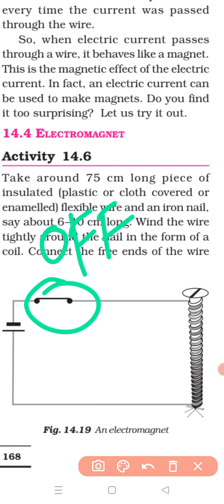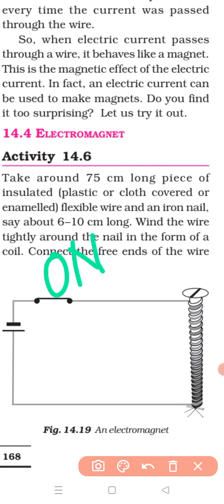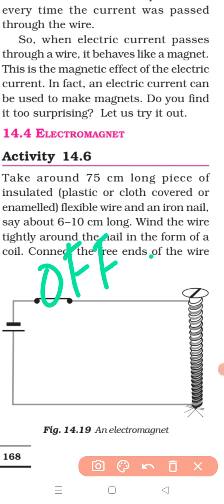It will behave like a magnet only when it is kept on. When the switch is kept on, it will behave like a magnet, so it will attract the iron pieces, the metallic pieces, towards it. But if it is kept off, then the current will not flow. That means it will not behave like a magnet at that time. Clear?